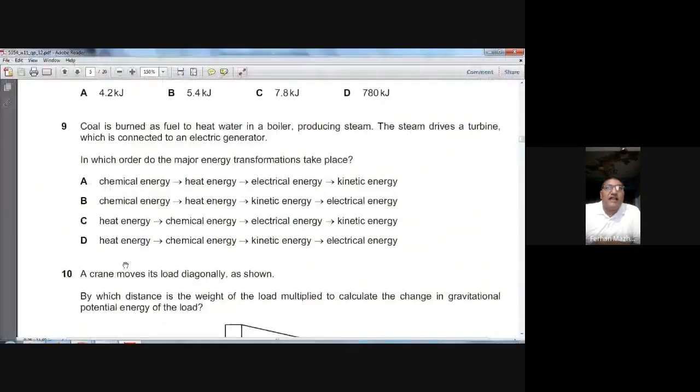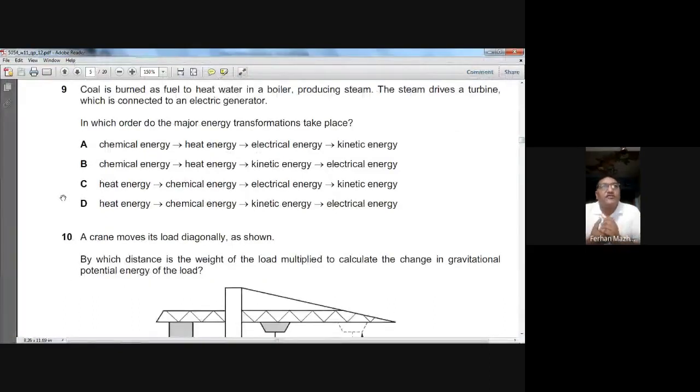Question number 9 is on your screen. Coal is burned as fuel to heat water in a boiler, producing steam. The steam drives a turbine, which is connected to an electric generator. In which order do the major energy transfers take place? You know, when the coal is burnt, the coal has chemical potential energy. When it is burnt, thermal energy is given out. And by the thermal energy, we convert the water into steam.